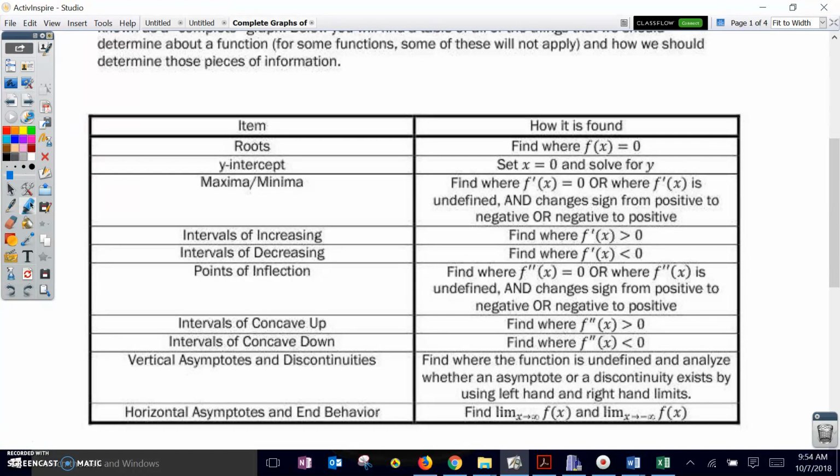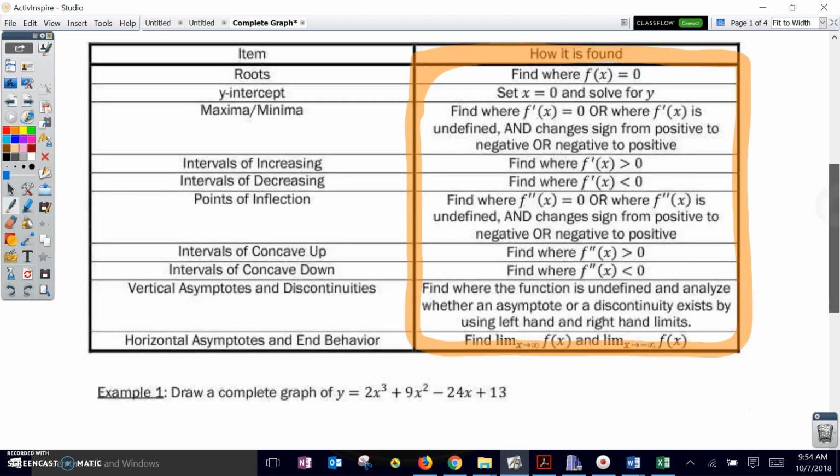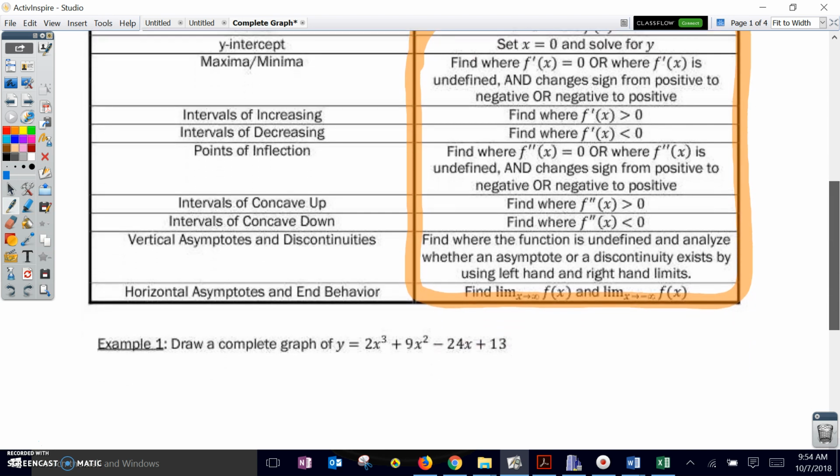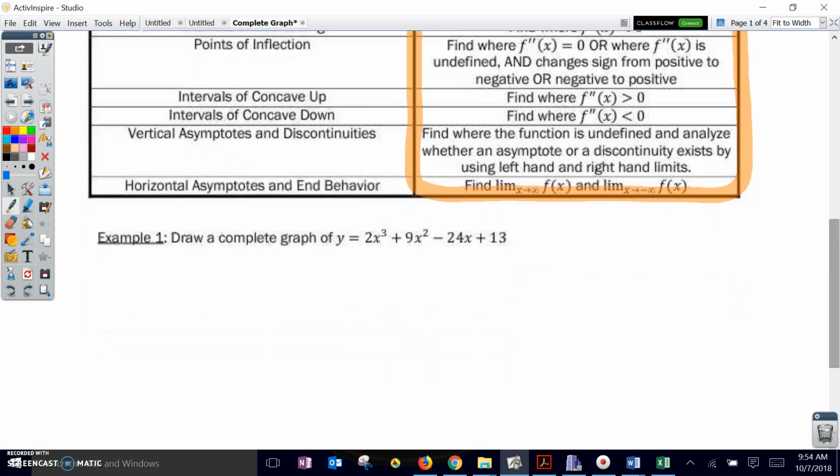And there's a brief little recap of how we find all of those things over here that you can follow along with as you do these, or however you choose to use it. In this video, we're going to handle example 1.